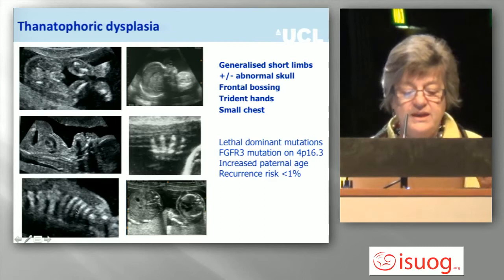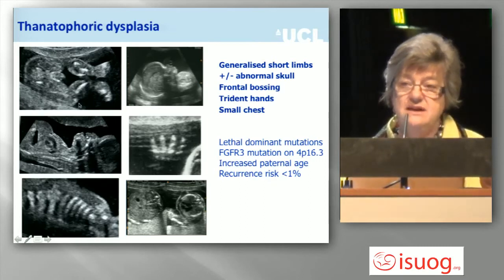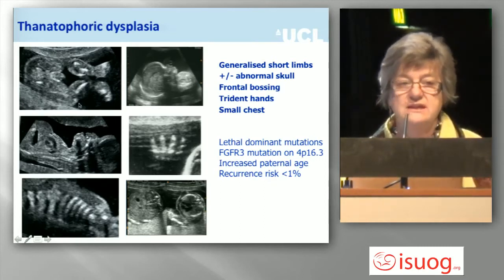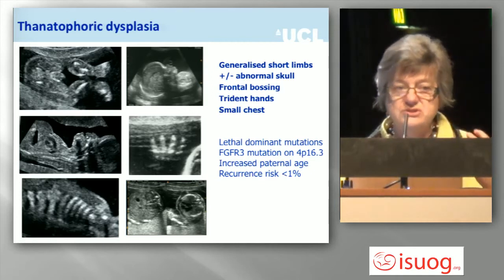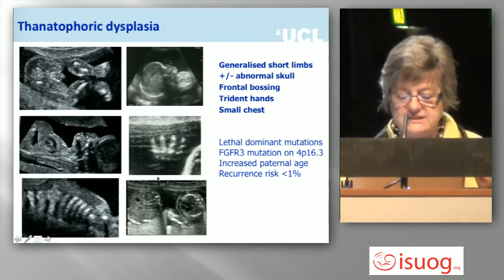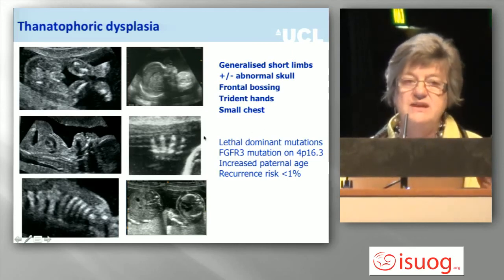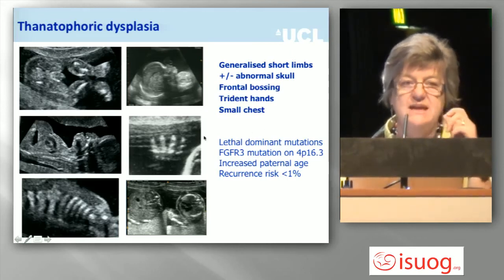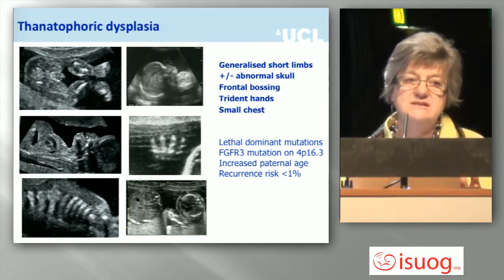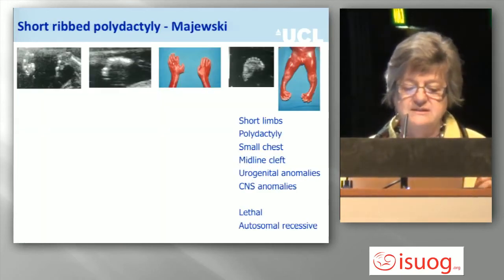There's no beading, and whilst the femurs might be slightly bowed, the other long bones are straight. There's no crumpling. They're short and straight, the other bones, and the chest is much smaller than the abdomen. If you think about the pattern here, this is common, and it's relatively straightforward to make the diagnosis.